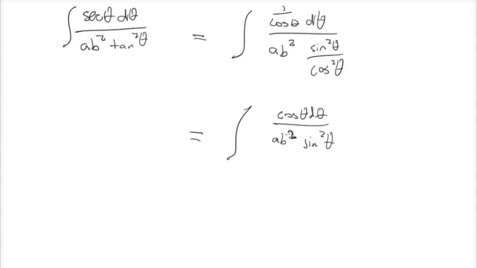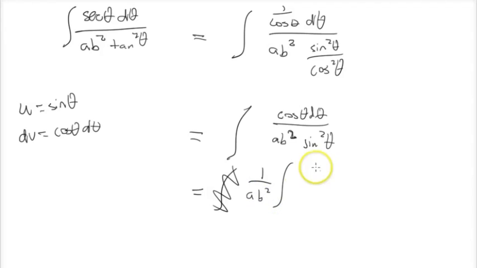However, this looks like an integral that we could do a u substitution with, because the derivative of sine is cosine. We've got a cosine in the top, we've got a sine squared in the bottom. It looks like this all should work out. So we're going to call u sine theta, we're going to call du cosine theta d theta. So we put all this, actually, let's take that AB squared out just to make the integral look simpler. Take that out as a coefficient. We're going to get du, and then in the bottom we are going to get u squared.